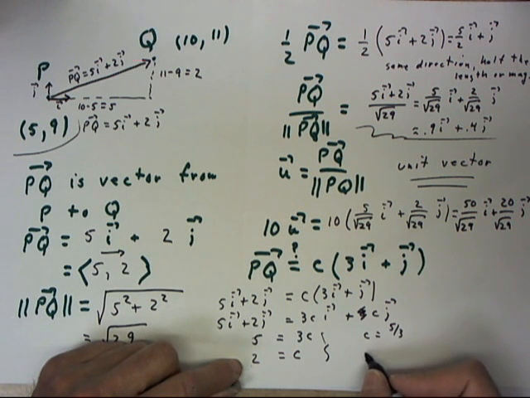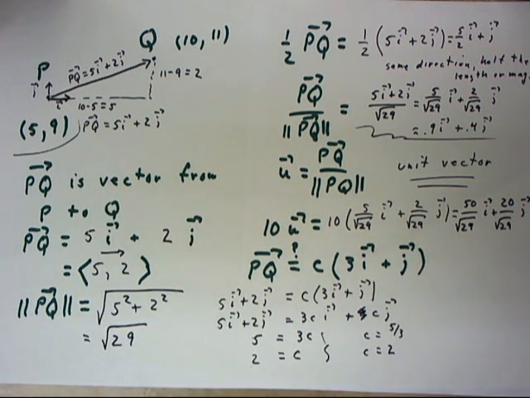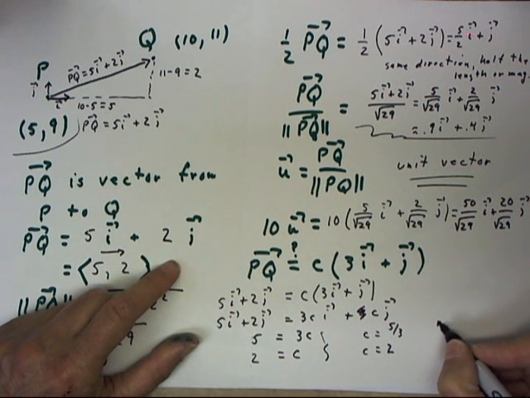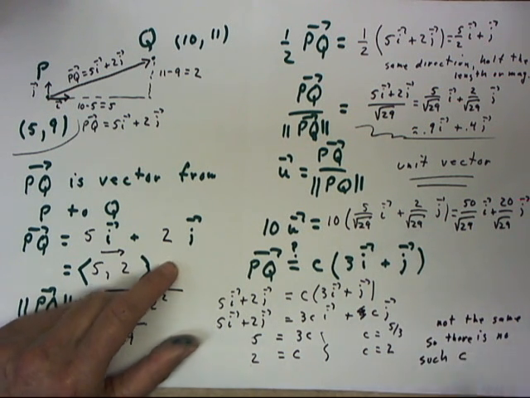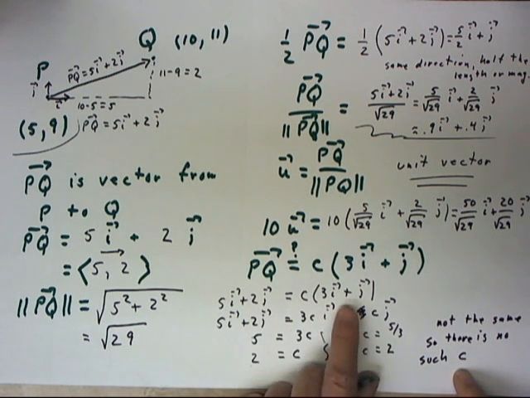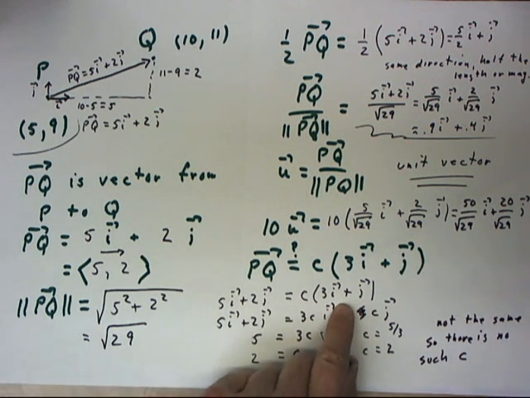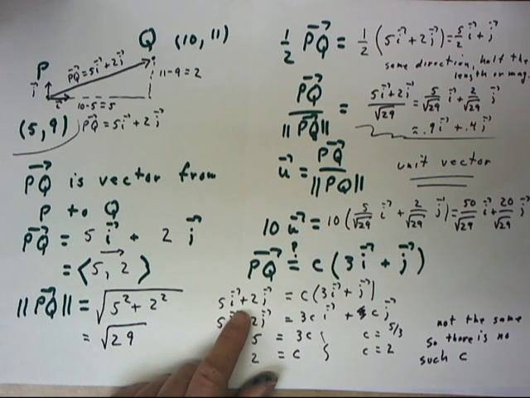If we solve the second equation, well, the second equation is already solved for c. It says that c equals 2. These are not the same, so there is no such c, no such single number such that c multiplied by this vector will equal this vector.